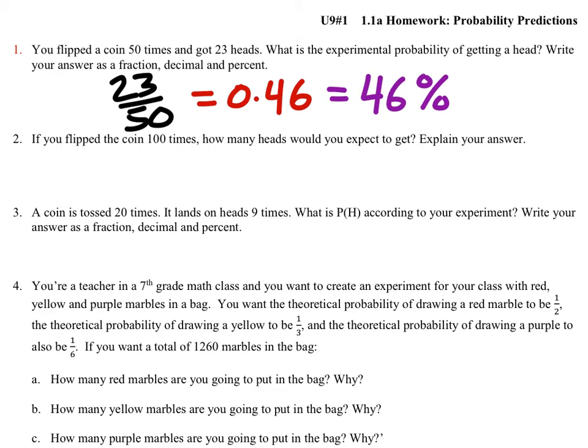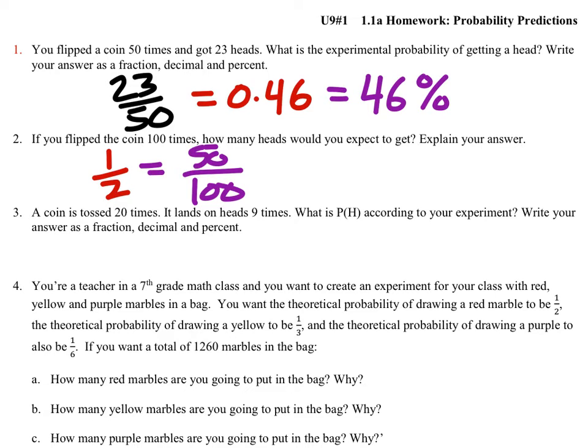If you flip the coin 100 times, how many heads would you expect to get? This is not based on the experiment from number 1. This is based on a new answer. The heads is 1 out of 2 possible outcomes for any coin. So out of 100, this would have to be 50 out of 100.